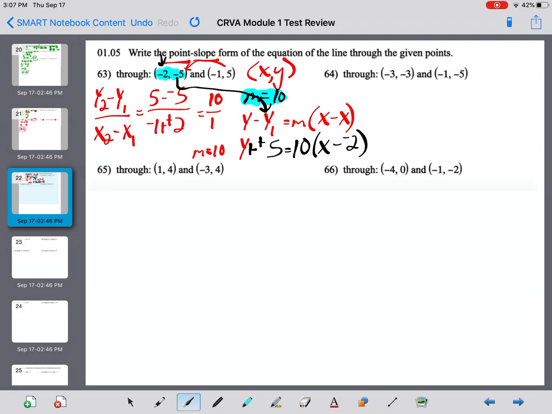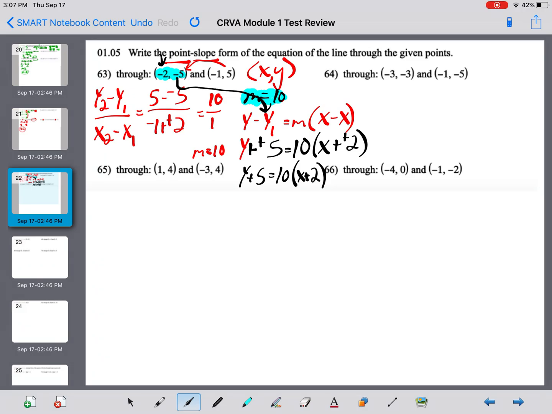And you cannot pick and choose coordinate pairs, folks. Once you pick a coordinate from a coordinate pair, that is the coordinate pair you have to stick with. Otherwise, things will not work out right. And here I can chop again. So it's x plus 2 there. So here's your nice pretty point slope form. Y plus 5 is equal to 10 times x plus 2. Boom, there we are.